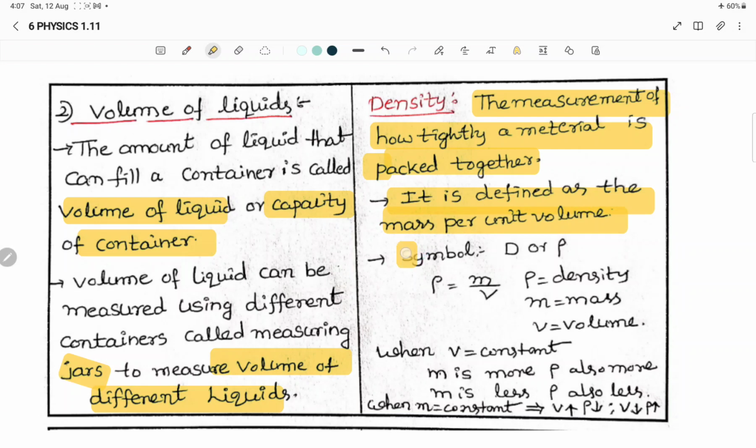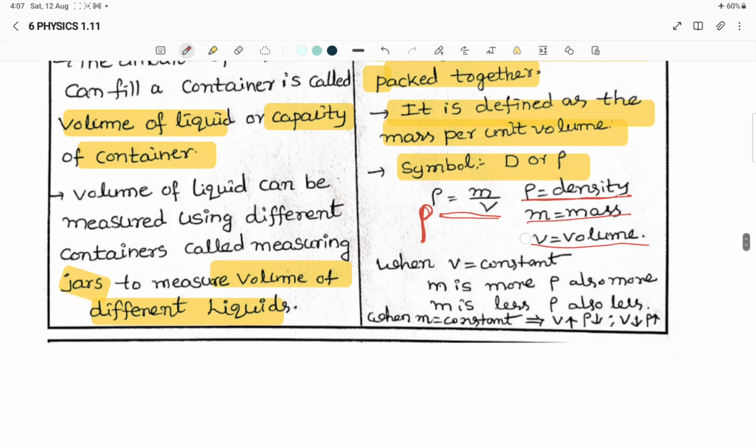The symbol of density is d or rho. In the case of liquids, we consider the symbol rho. This is rho. You have to write it like this only. Here rho is equal to m divided by v. Rho is nothing but density, m is nothing but mass, v is nothing but volume. This is the formula of density. See here, I am explaining. Density is equal to m divided by v.